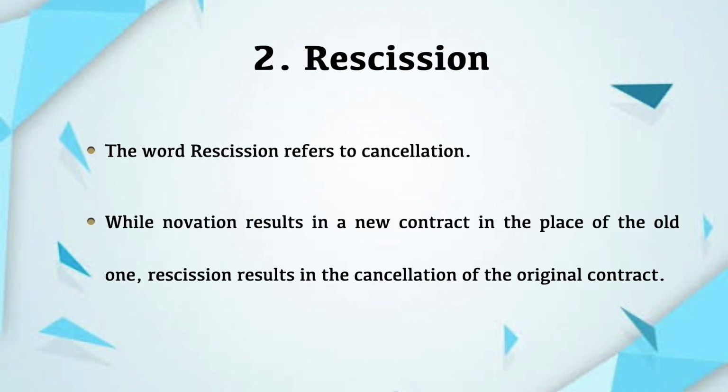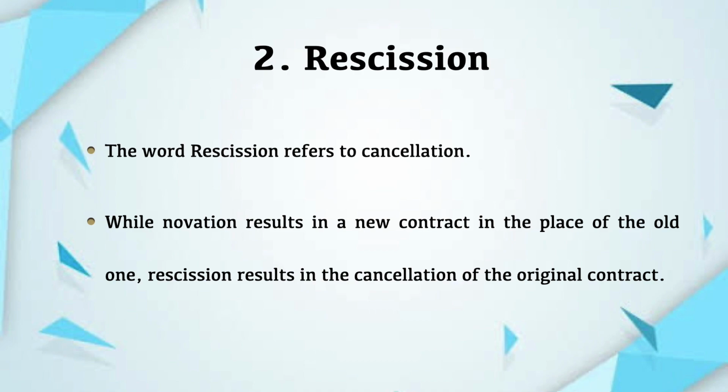The second mode of agreement is rescission. The word rescission refers to cancellation. Well, novation results in a new contract in the place of the old one. Rescission results in the cancellation of the original contract. So in novation, what did we study? That we are creating a new contract in the place of the original contract, correct? Now rescission here means simply cancelling the original contract. Is that clear? With mutual consent, of course.